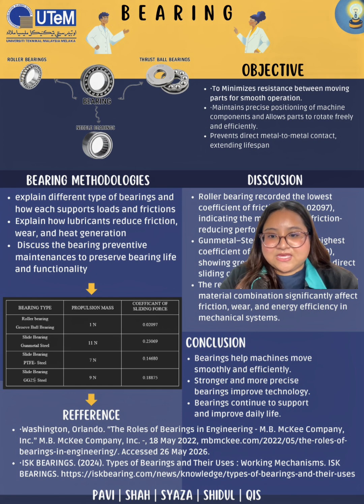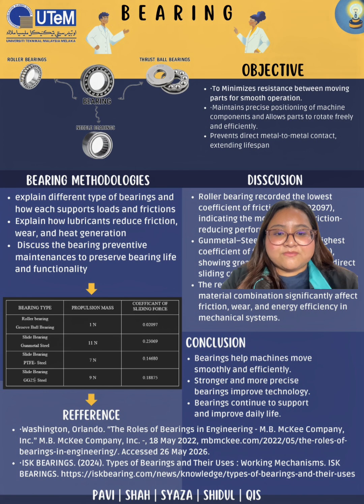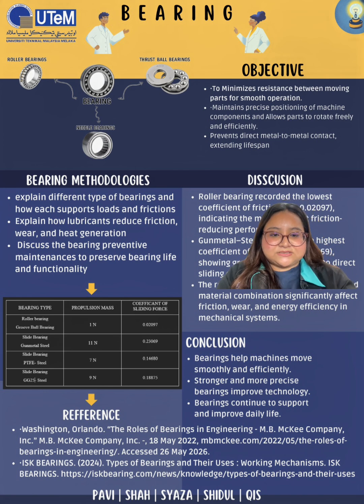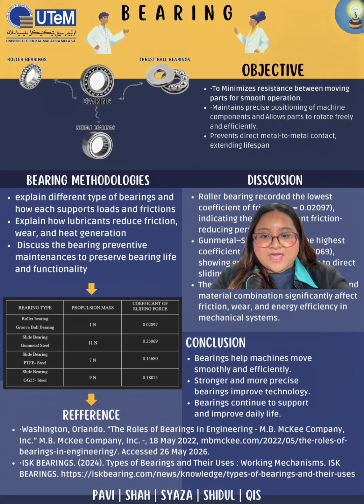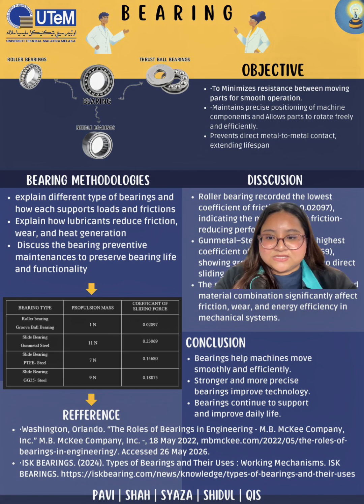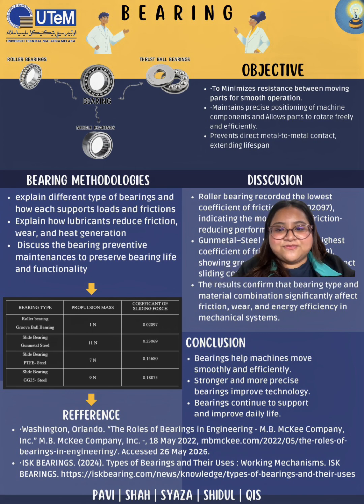The third objective is to prevent direct metal-to-metal contact. Bearings act as a barrier between moving surfaces, reducing wear and tear. This helps to protect the machine components from damage, lowers maintenance requirements, and also extends the lifespan of the equipment. In conclusion, different bearings are chosen based on the load and application.